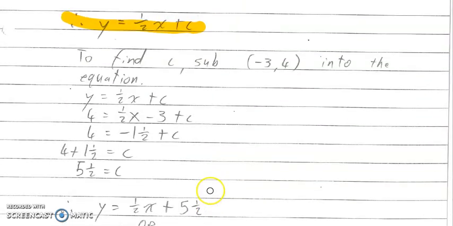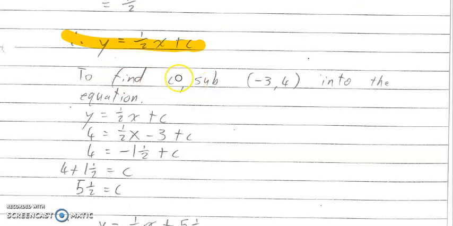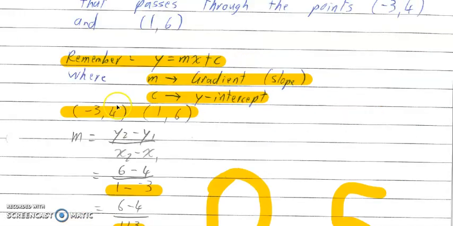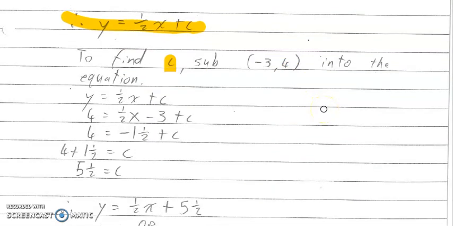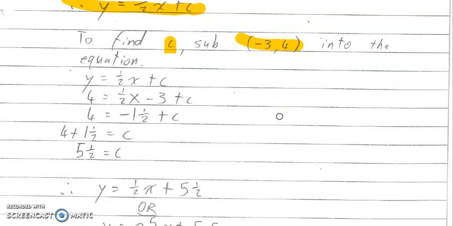So how do I find the y-intercept? Well, to find the y-intercept, which is c, I need to substitute a coordinate into the equation. Does it matter which one? No. I've gone with the first coordinate, -3, 4, because it was written first. It's just the first one I saw. You could easily substitute 1, 6 into this equation and you'd still get the correct answer.